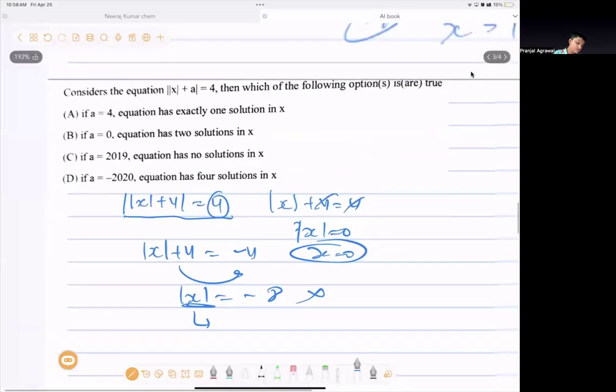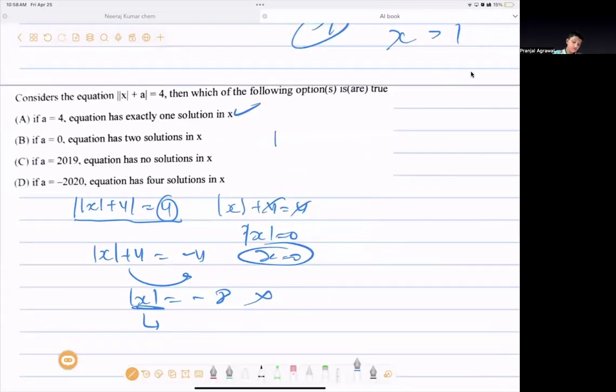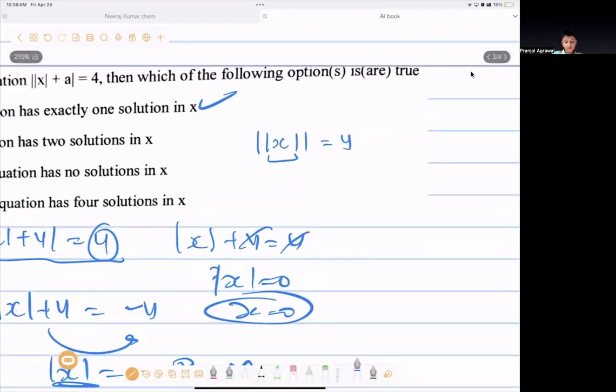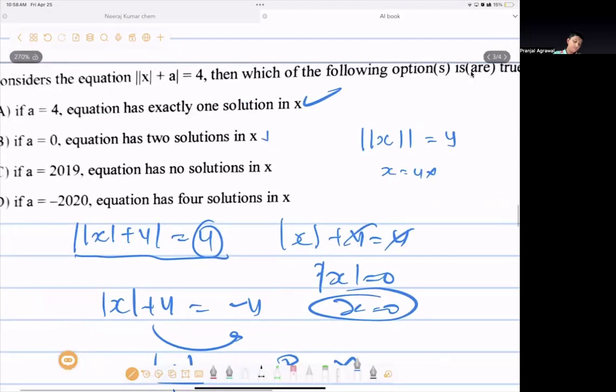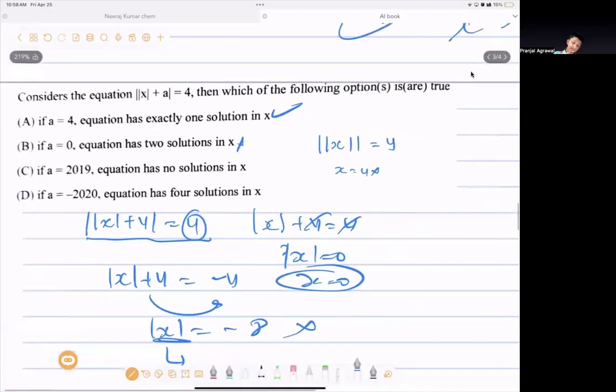Okay, so this is 2. Now a is equal to 0. So x like this is equal to 4. Now, if you will put -4 here, that is not possible. So x will only have 4. So this is wrong. But since it's 4, we will have two solutions, which is actually correct.